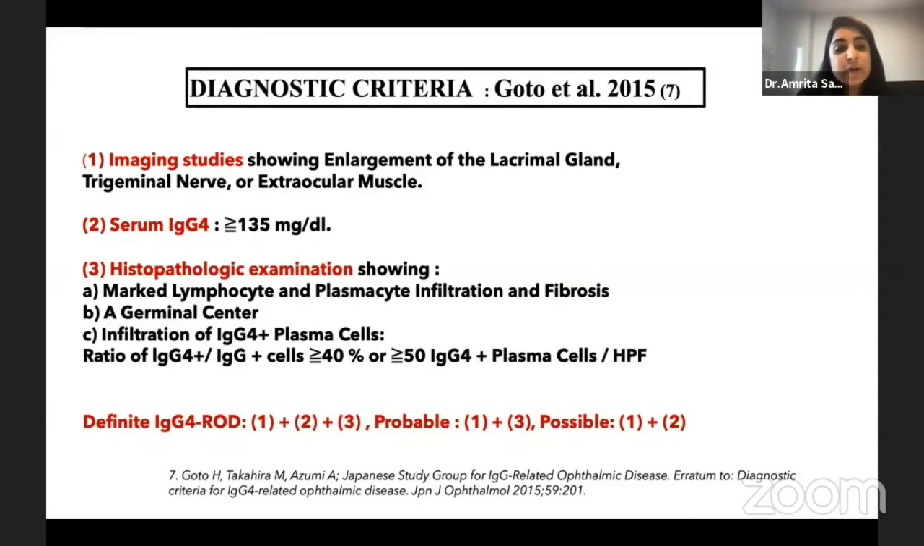There are three criteria. Firstly, the imaging study showing enlargement of the lacrimal gland or trigeminal nerve; secondly, serum IgG4 levels beyond 135 milligram per deciliter; and thirdly, histopathology evidence of marked lymphocytic and plasmacytic infiltration, fibrosis, germinal center, and infiltration of IgG4 cells, the number being more than 50 per high power field. We diagnosed the cases as definite IgG4 when all three criteria were fulfilled, probable disease when we had imaging evidence and histopathological examination showing all the criteria, and possible disease when we had imaging evidence along with raised serum IgG4 levels.